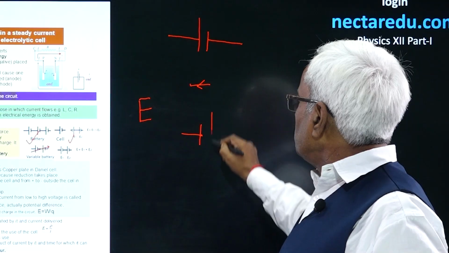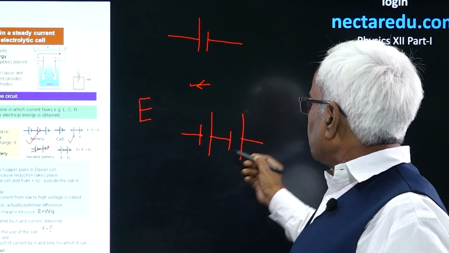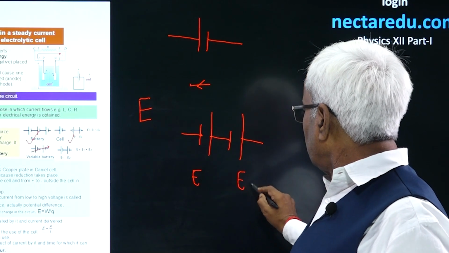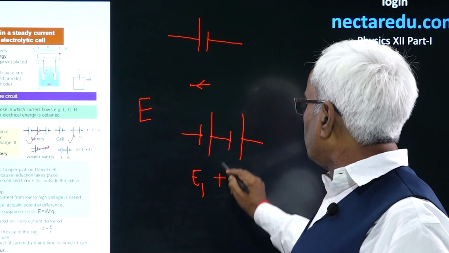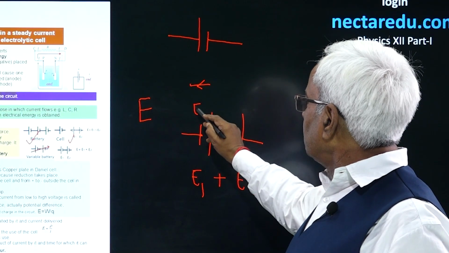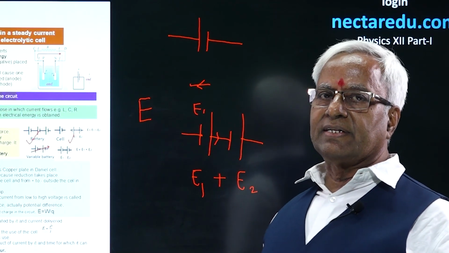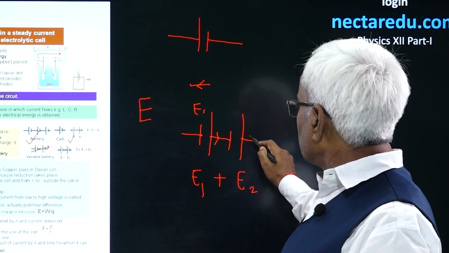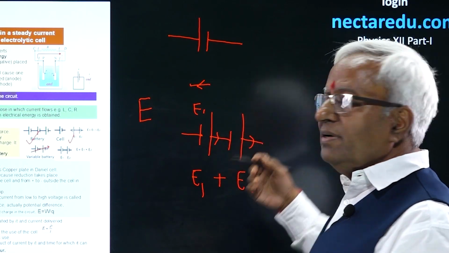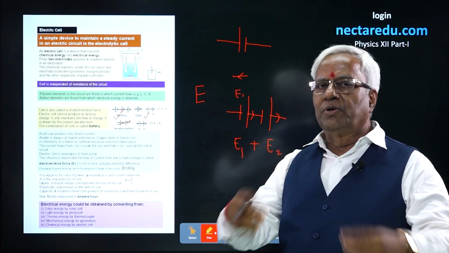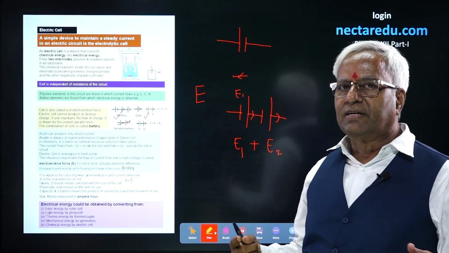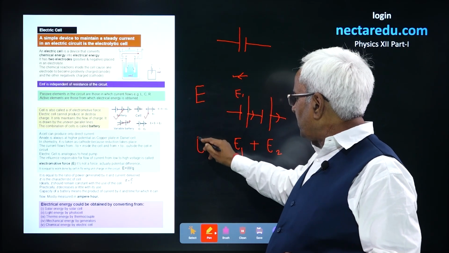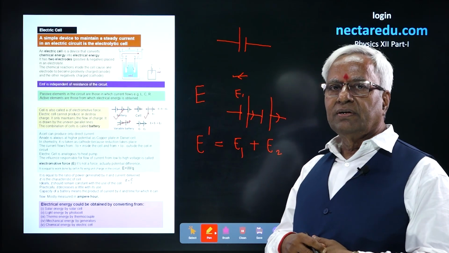If you are having two cells connected this way, both will be in helping mode. One cell always is considered the current is starting or originating from the anode. Here also, their currents are to be added together. They will be helping each other. They will be added to each other. So, the effective EMF, this one.